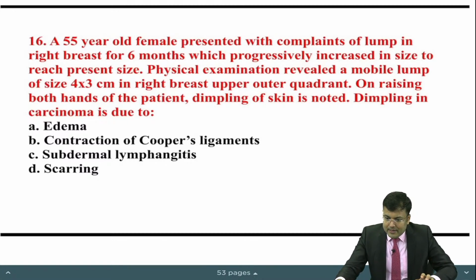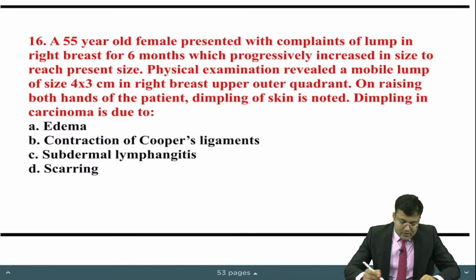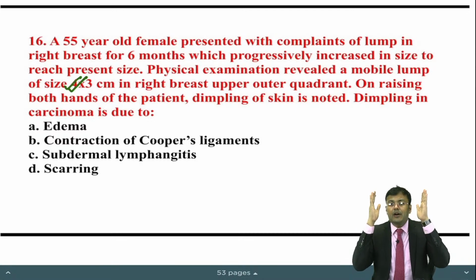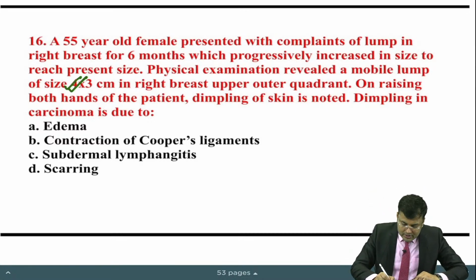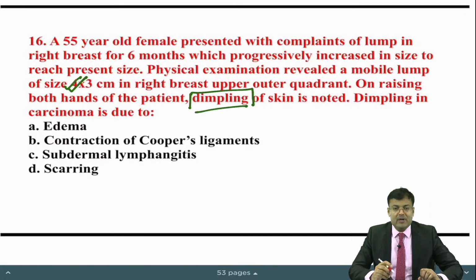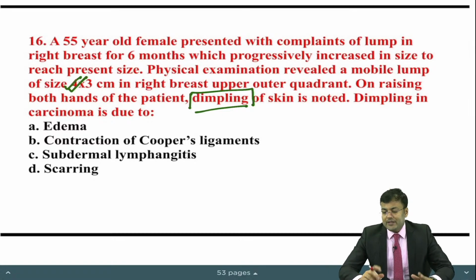55 years old female presented with complaints of lump in right breast for 6 months, which progressively increased in size to reach present size. Physical examination revealed a mobile lump of size 4 by 3 centimeter in right breast upper quadrant. On raising both of the hands, dimpling of skin. So there is dimpling of skin. Dimpling in carcinoma is due to, I'm waiting for your reply, tell me what is the correct answer.